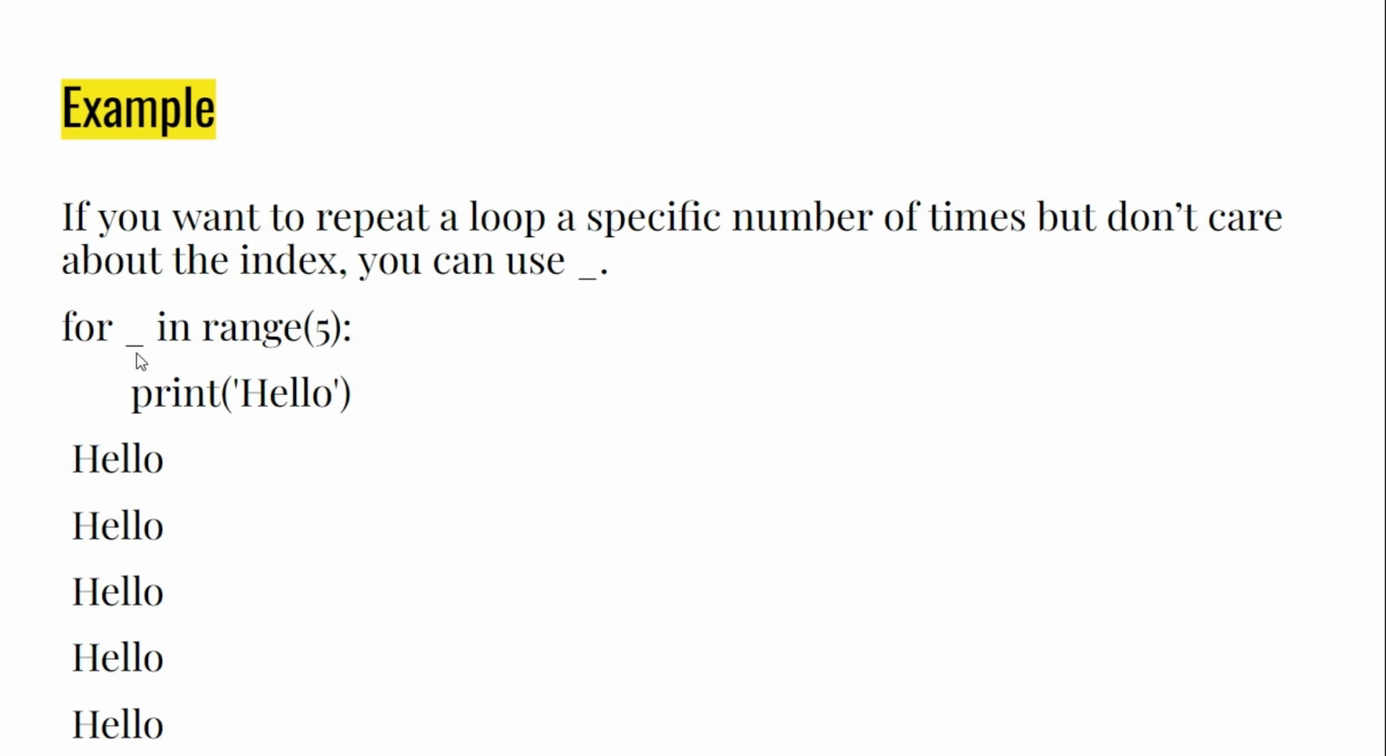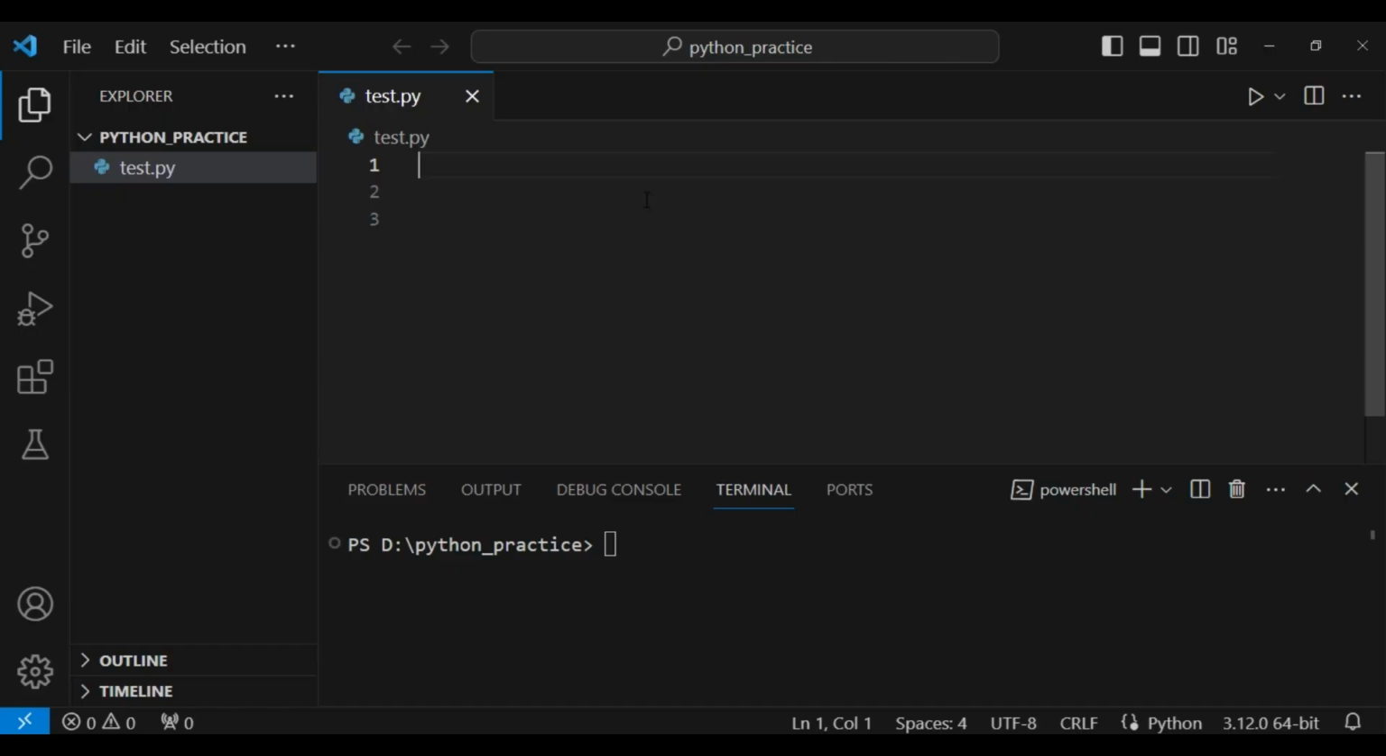So for underscore in range 5, and I want to print hello 5 times. If I want to print that index here, then I will take i, right? So this is the purpose of using underscore whenever you want to ignore a value. Whatever we have seen here, we will see practically. In the slides we have seen where we have to use underscore: whenever you want to ignore that value.